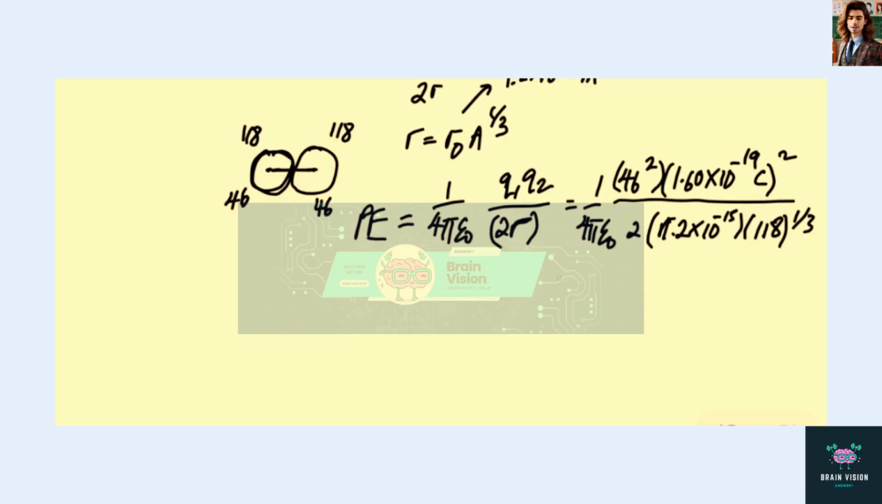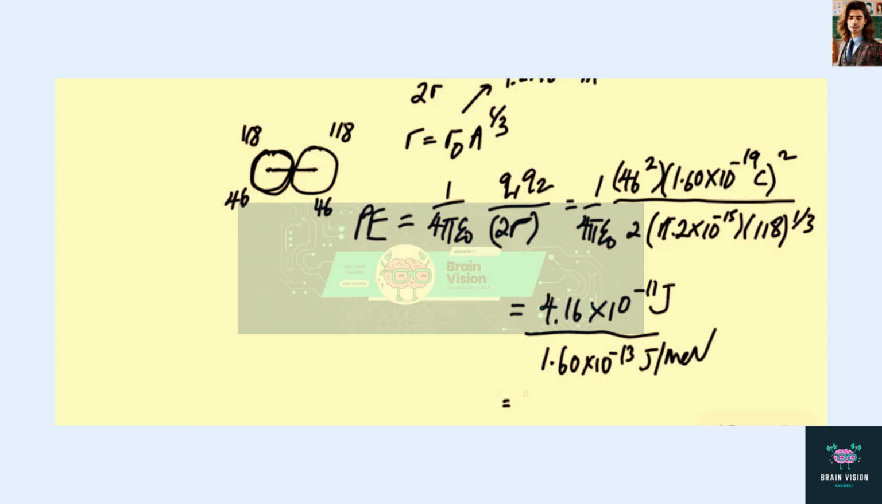So evaluating this expression, you should get a value of 4.16 times 10 to the power minus 11 joules. And converting that into MeV, since we want to compare with the fission energy, which is 200 MeV, we have to divide this by 1.6 times 10 to the power minus 13 joules per MeV to give us about 260 MeV.